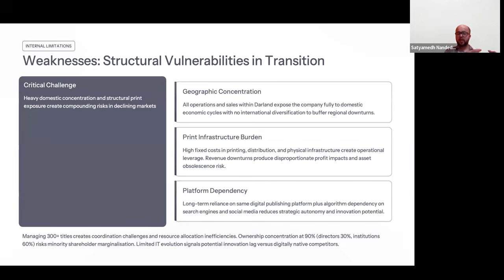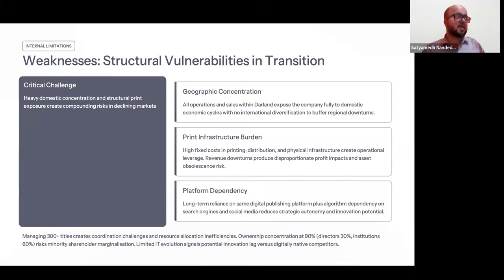Weaknesses, what we can see right now, if you have read the case correctly, is that the company has only domestic offices and domestic distribution centers, and does not have a global presence. And if the local market suffers, then naturally the company will also suffer. Then platform dependency: long-term reliance on the same digital platform plus algorithm dependency on search engines. It reduces the autonomy and innovation potential.